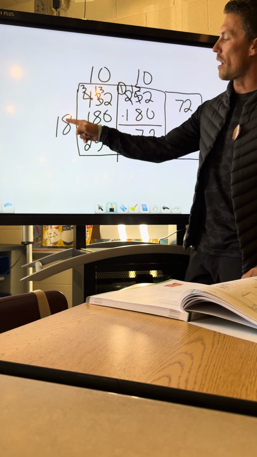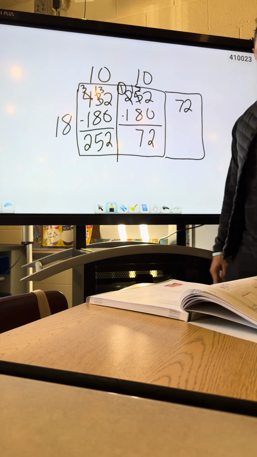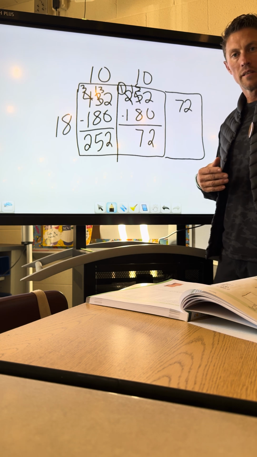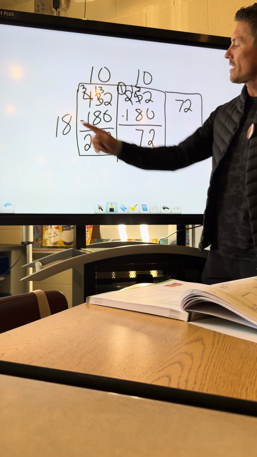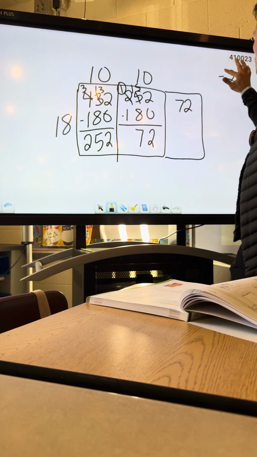I'm trying to figure out, well, how many times does 18 go into 72? This is where I would use my estimating and adjusting, just like how we did in previous lessons. Okay, 18 is close to 20. I'm going to write this up here. This is my side work.